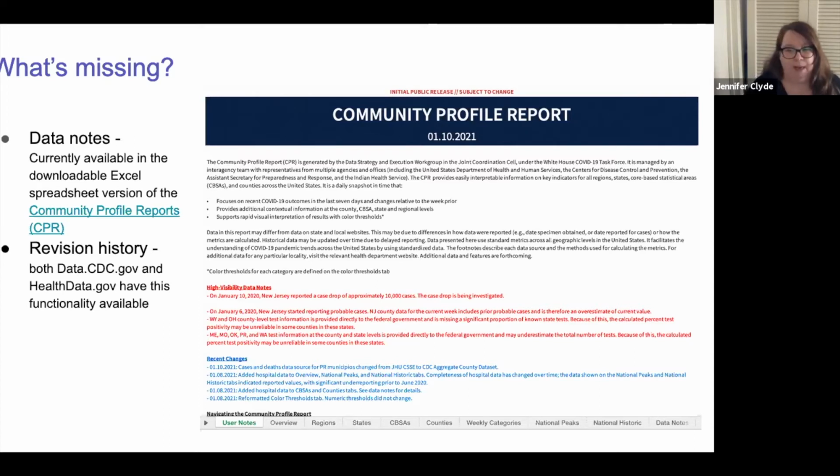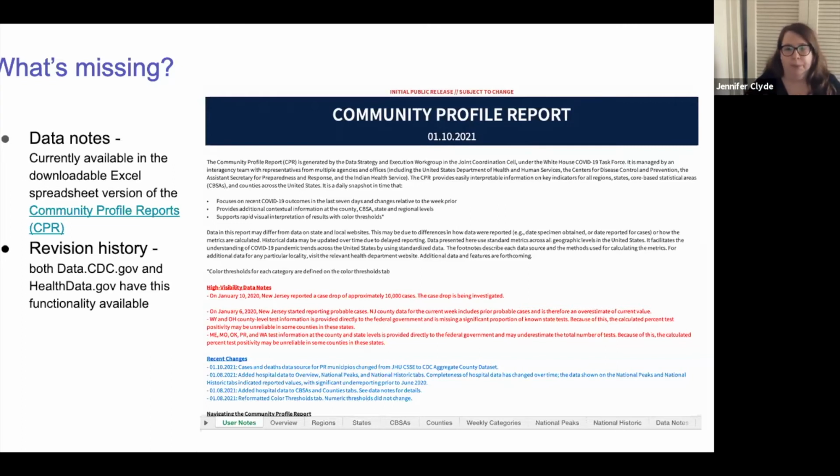Right now, they do have these data notes. They are just in the community profile reports that I mentioned earlier that are available from the HHS. If you get the Excel files, in the user notes tab, they have high visibility data notes, which are notes about changes the state's jurisdictions have made.